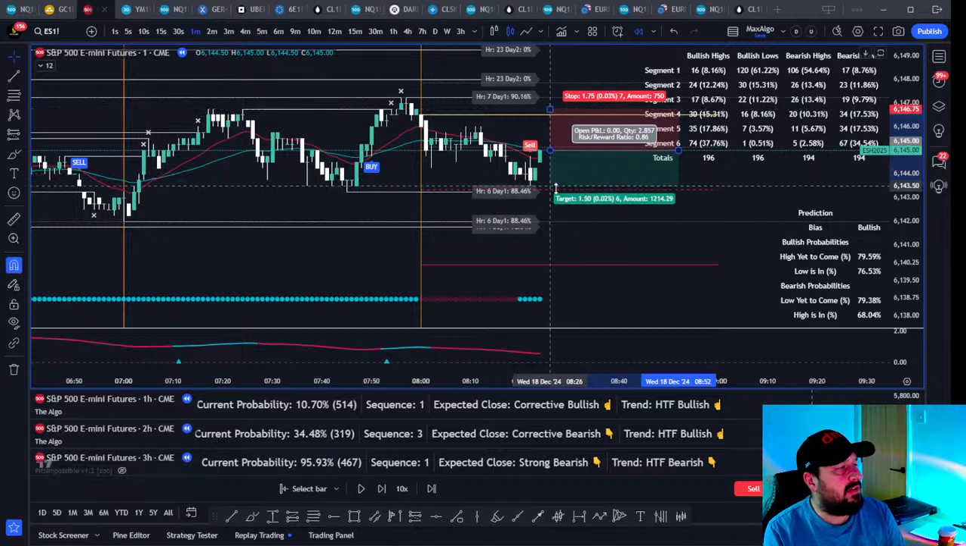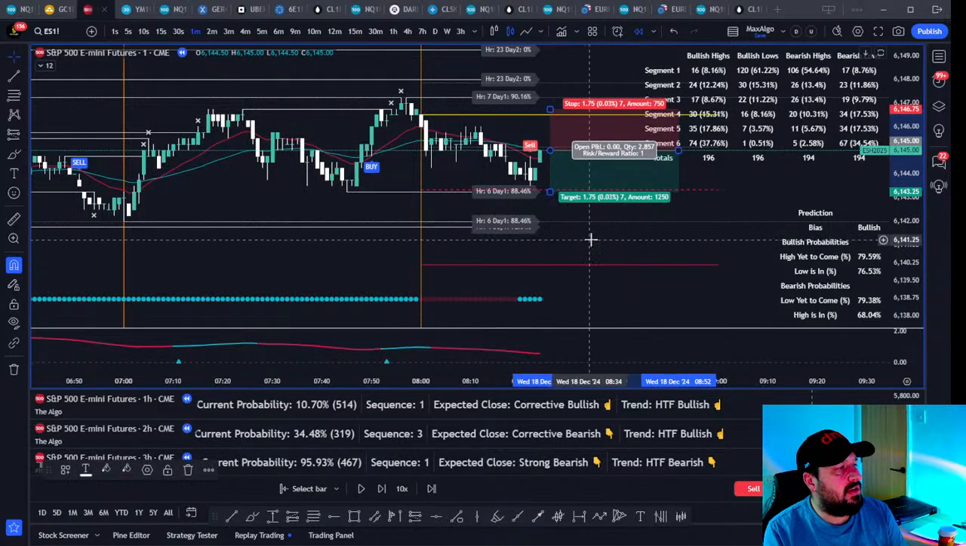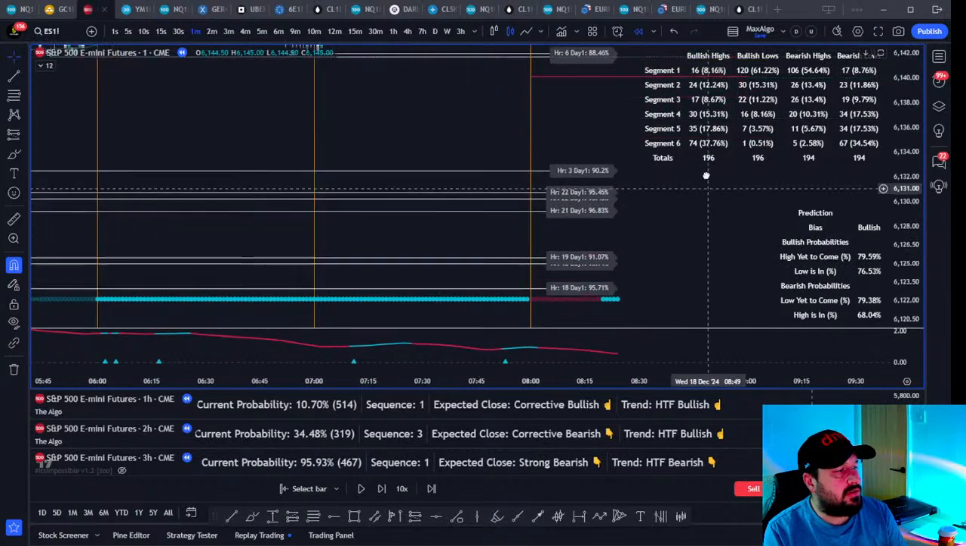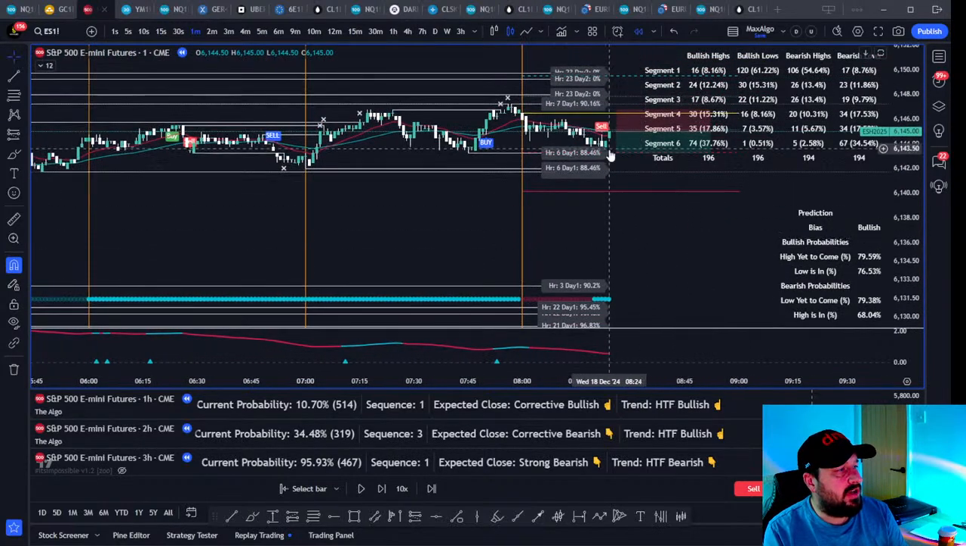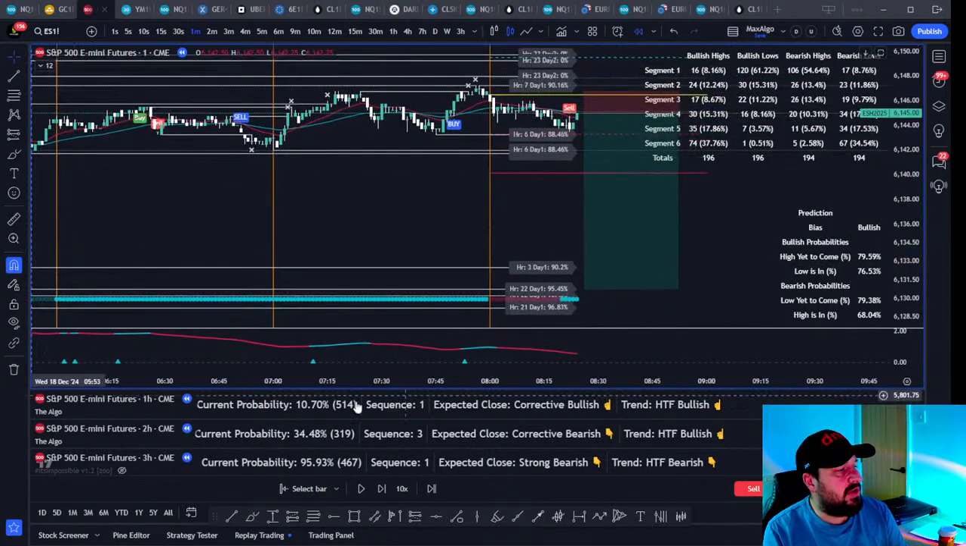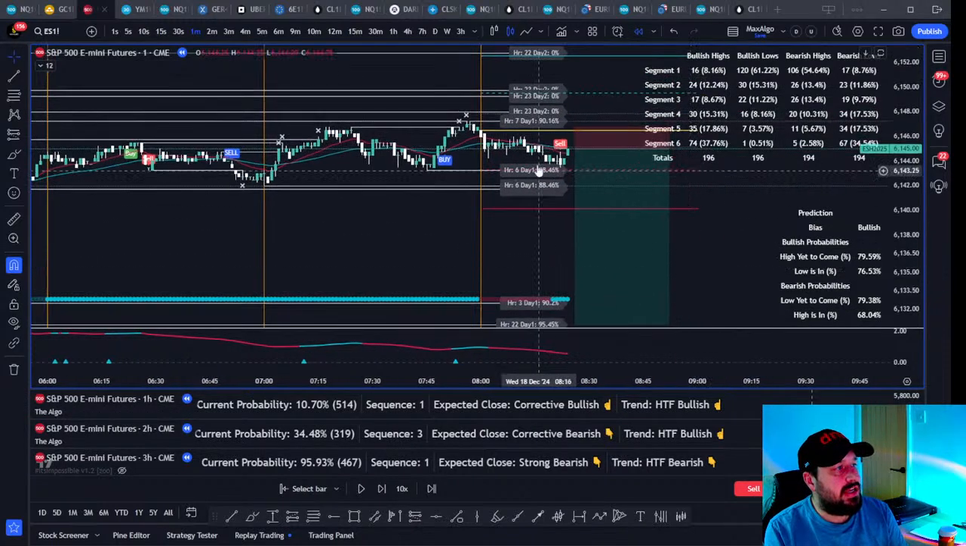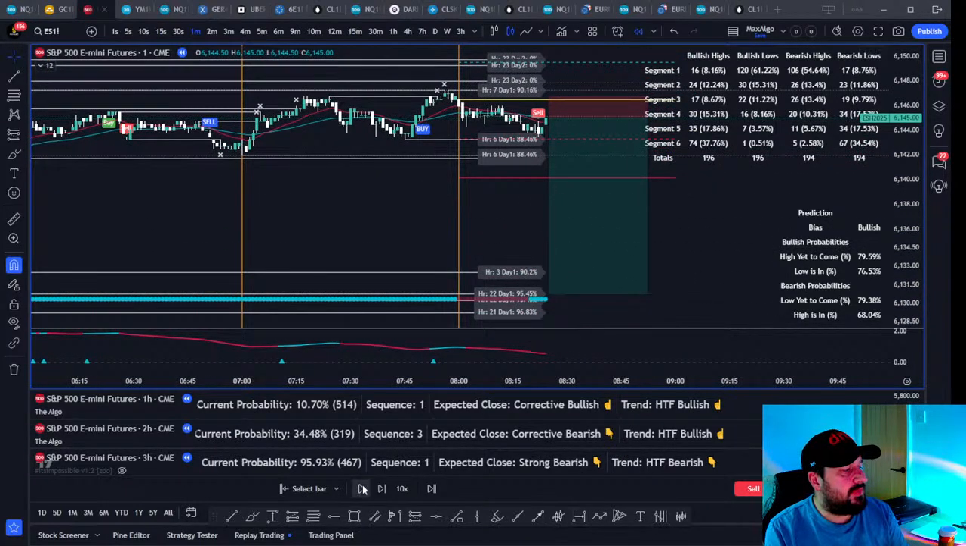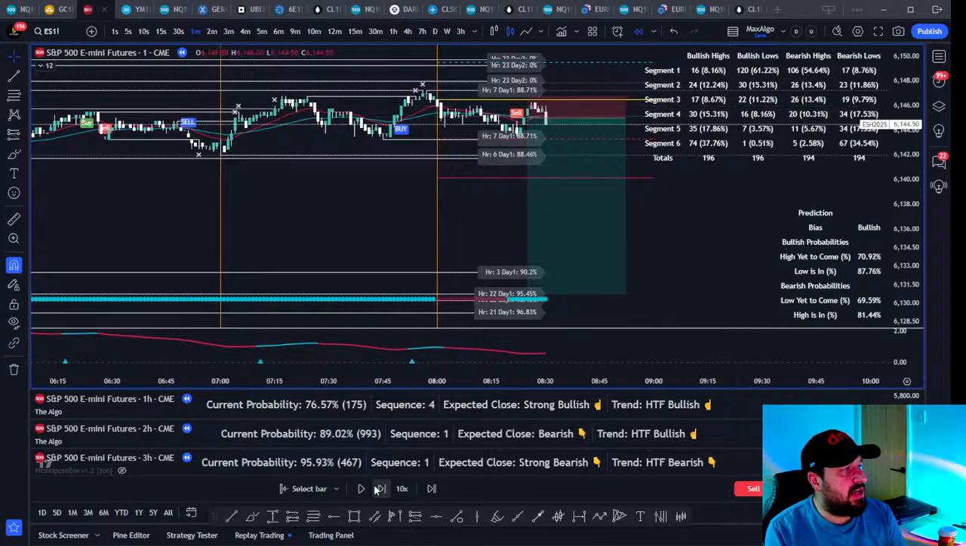Stop above here, targeting 1R, and then leaving runners for the levels below, right? So you absolutely had a high probability entry. The algo was corrective bullish, meaning there's an 89% probability we're going to close bearish. You get a sell signal. You get a tap at 50% even if you wanted to take it, or even if you just took the sell signal, right? Absolutely beautiful. Then price comes up.